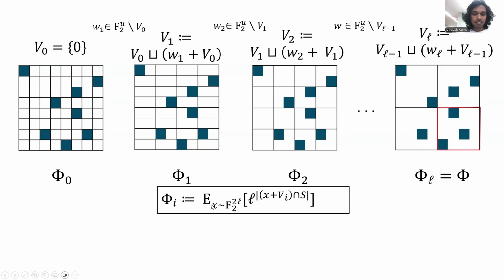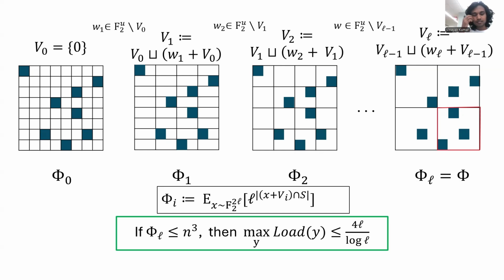So in particular, the ith potential will be the average exponential where we pick a random shift. We pick a random shift of V sub i and then see L raised to the intersection of that shift with S. And so thus, we can see that the Lth potential is just going to equal phi. Now, just to recap, we want phi sub L, the final potential, to be at most n cubed.